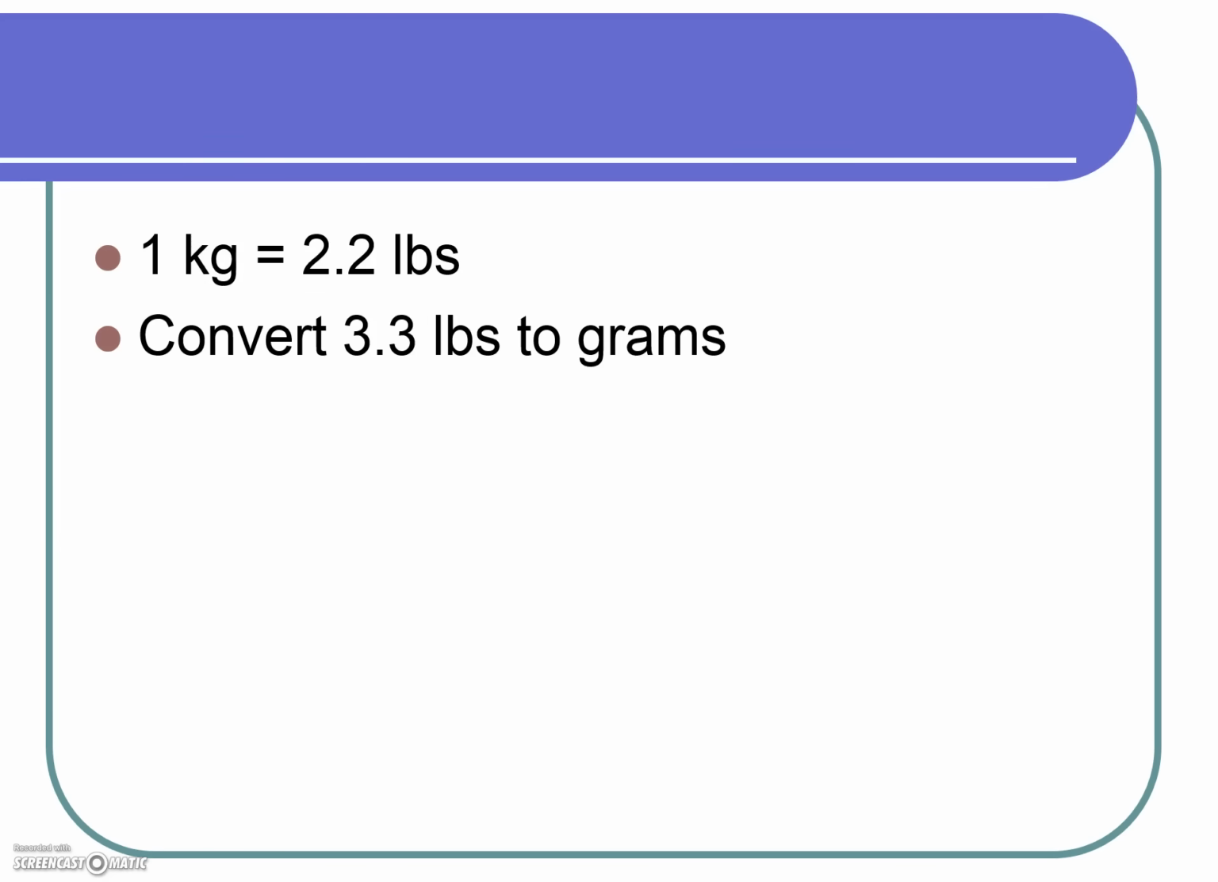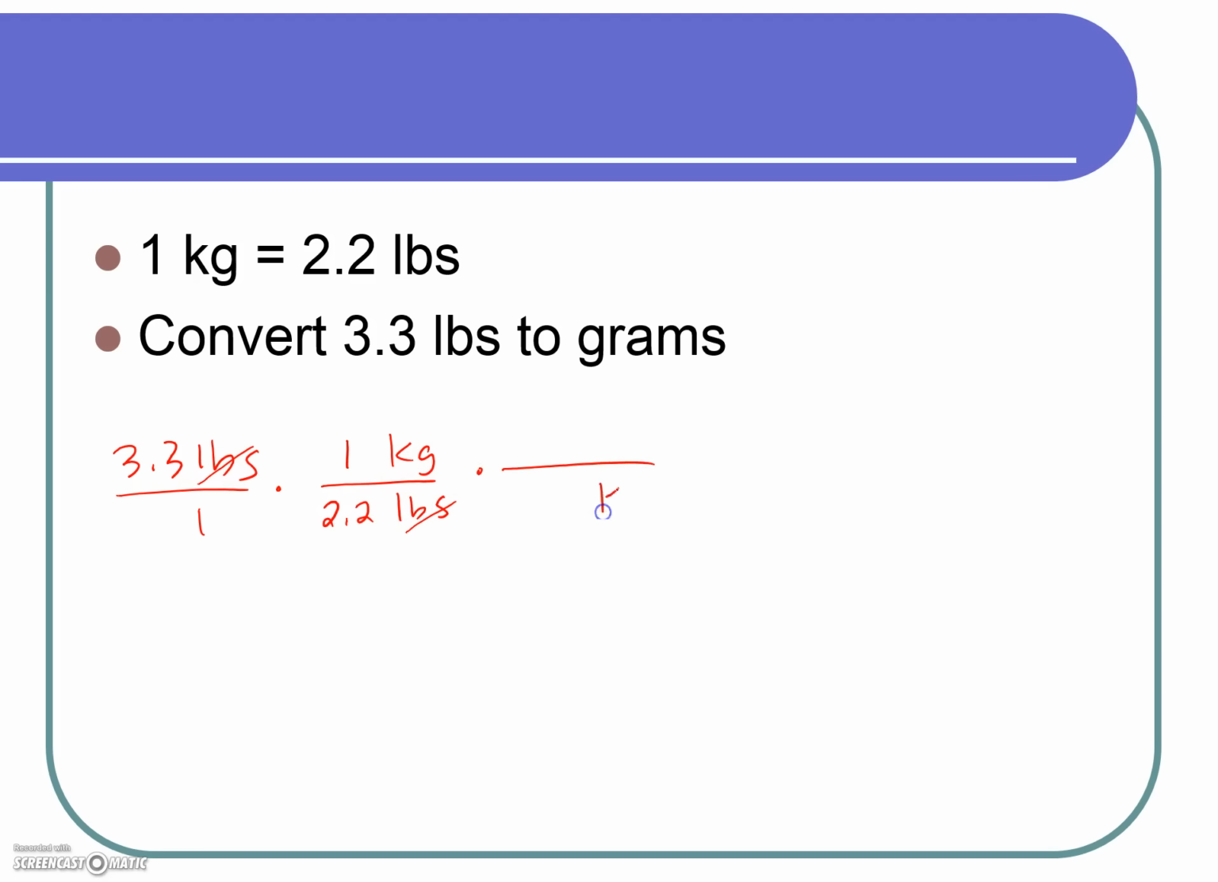Let's try one more. 3.3 pounds to grams. I'm going to start with my 3.3 pounds, put it over 1. I have a conversion between pounds and kilograms, so I'm going to put my pounds on the bottom, my kilograms on the top. 1 kilogram is 2.2 pounds. Goodbye, pounds. And I want to get to grams.